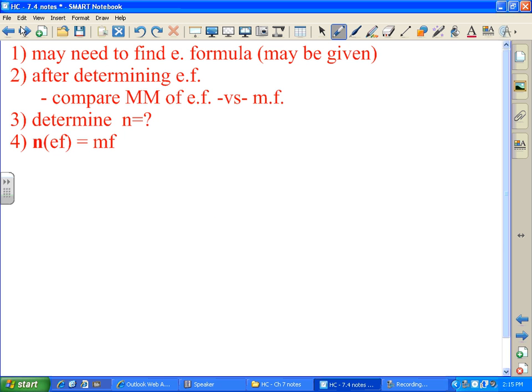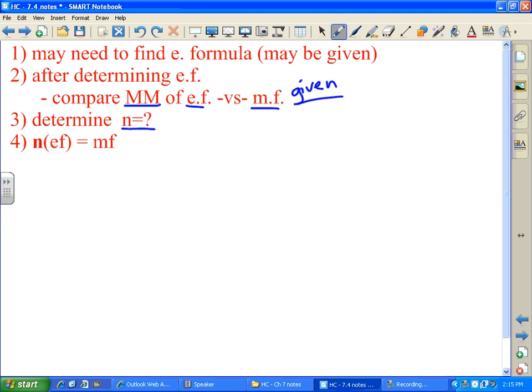Our steps are quite simple. Number one, we may need to find the empirical formula. Now, if it's given to us, then that's convenient, and we're able to move on to the next part of the problem. If not, then we just need to calculate the empirical formula. After we've determined the empirical formula, we're going to compare the molecular mass of the empirical formula and the molecular formula. Now, to accomplish this, we have to be given the molar mass of the molecular formula. Okay? If we're not given that, then we don't have enough information to solve this problem. Once we have that, we can now determine our value of n.